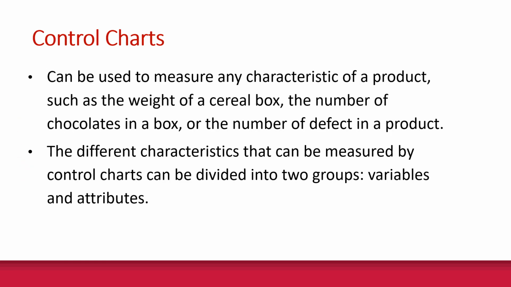So one method that we use to analyze this variation is control charts. These can be used to measure any characteristic of a product, such as the weight of a cereal box, the number of chocolates in a box, or the number of defects in a product. These characteristics can be divided into two broad categories. One is what's known as variables, and we'll take a look at variable control charts in this module. The second type are known as attribute control charts, and we'll take a look at those in the next module.